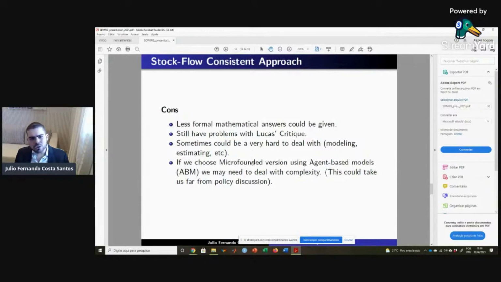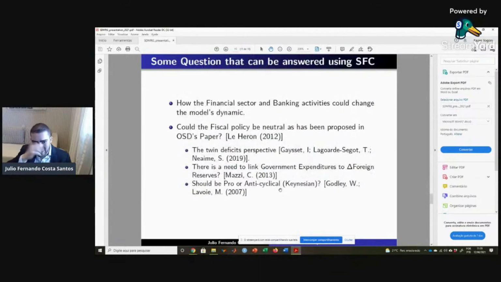So if we choose a macro-founded version using agent-based models, what we call here ABM, we may need to deal with complexity, because it is one kind of feature that comes from agent-based models. It is a trade-off: we lose the power to forecast, given the complexity inside the model. So this is a further discussion that could be made, okay?